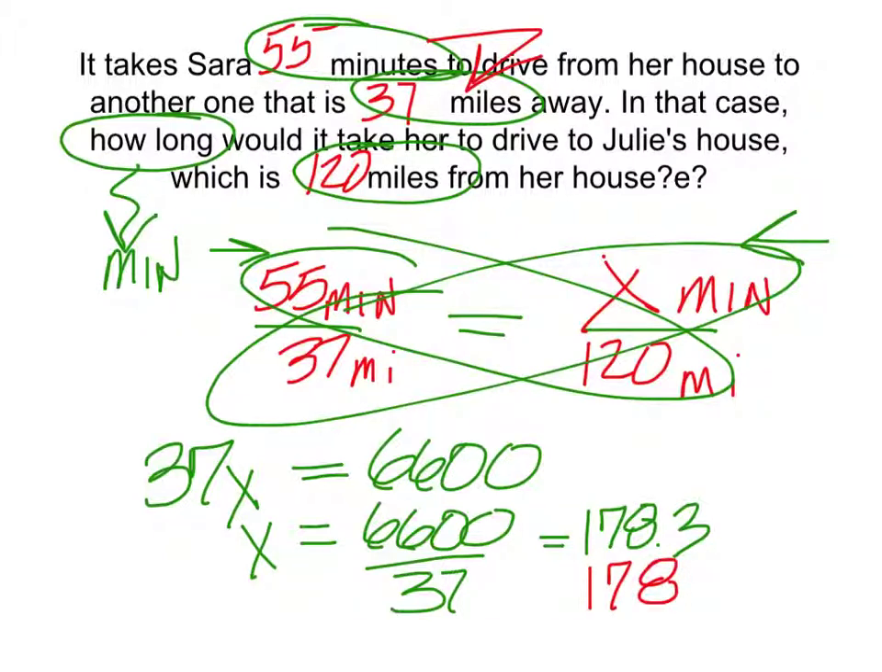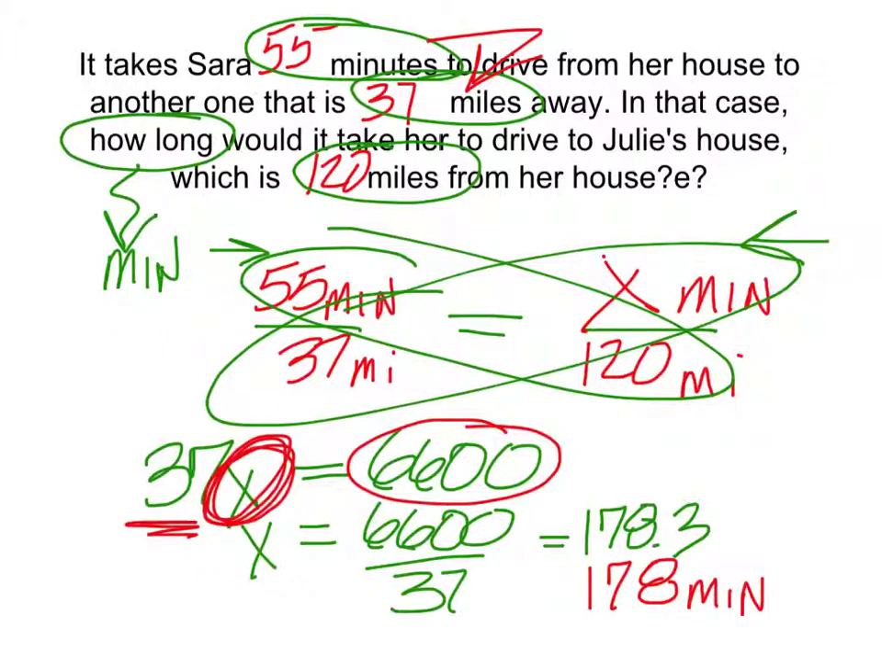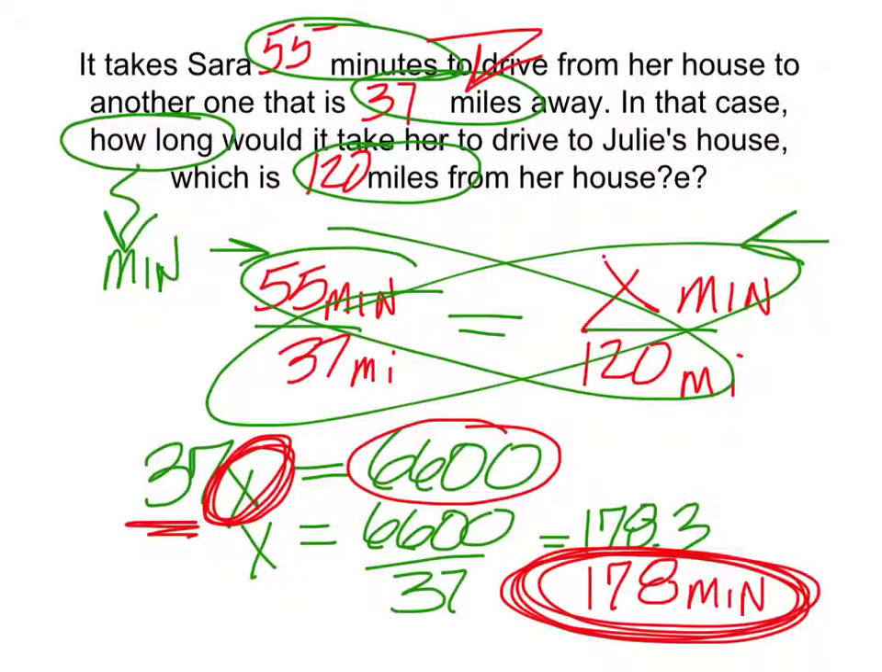178, yes. Now what must I do to it? So let's divide the 178 by 60. In other words, we're converting this to hours and minutes. 60 will go into 178 twice, which is 2 hours. What is 2 times 60? 120. And what's the difference between 120 and 178?